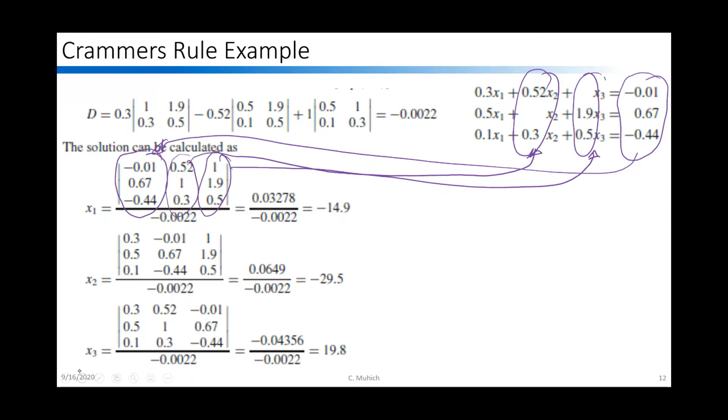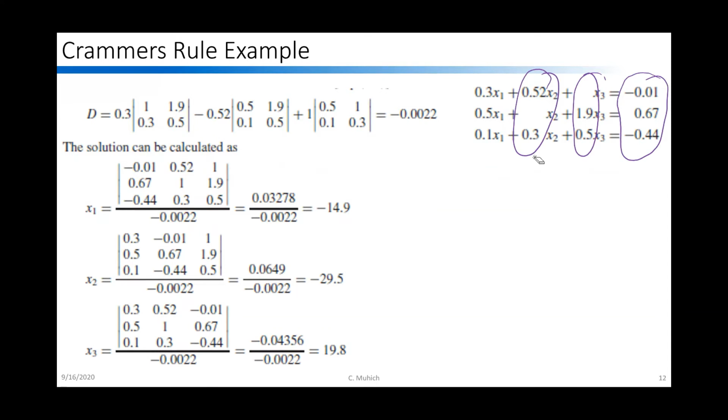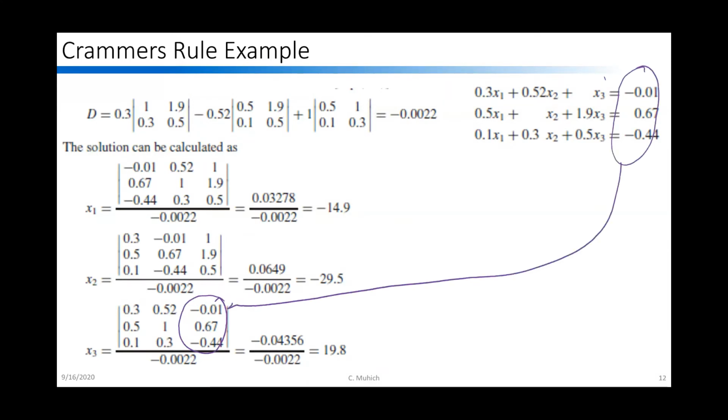And then we can do the same thing with x3. Once again, noticing that the third column in that D3 matrix is the value from the right-hand side of that equation. Right? So we've gone through, we've completed Cramer's rule for x1, x2, x3, and we've solved out that series of simultaneous equations by hand.